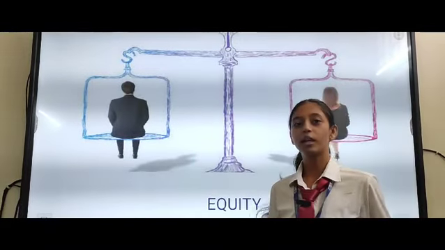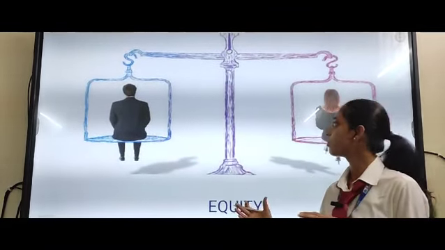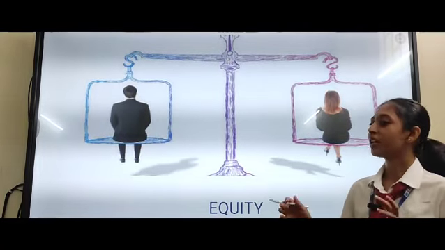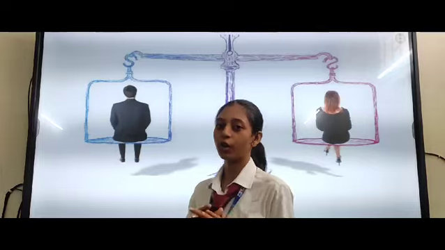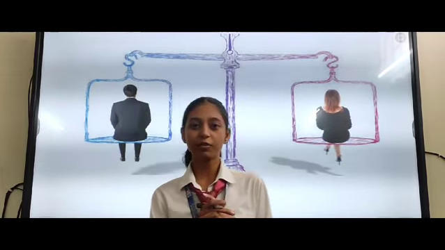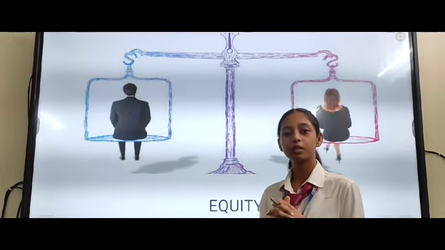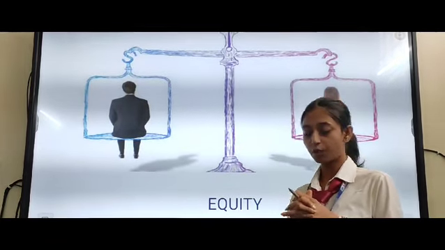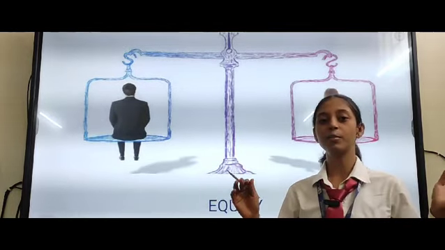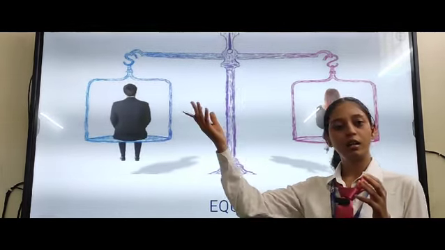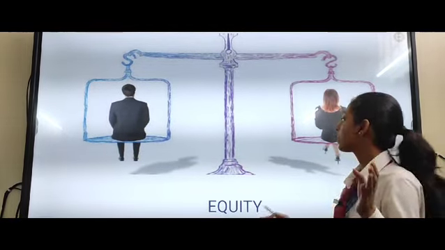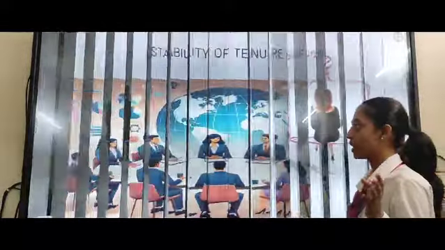Now comes equality, the most important of the principles of modern management given by Henry Fayol. You should not discriminate against your employees. If discrimination is allowed, your employees will feel demotivated and will not work with their full efficiency, their full potential. So you need to give equality, whether it's male or female, top level or bottom level, or the workers of the company. You should respect them equally and you should treat them equally.